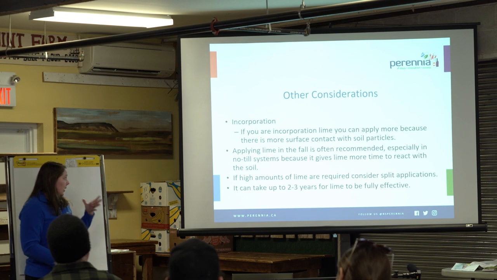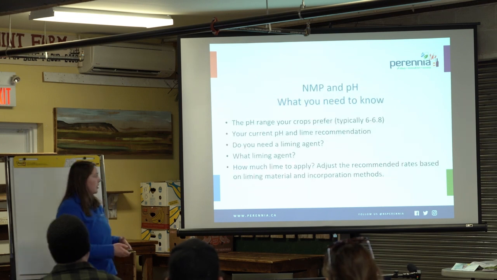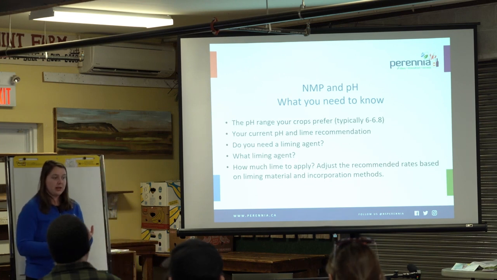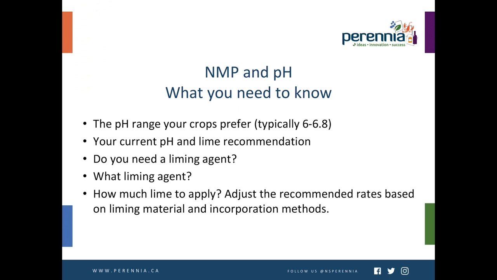So I just want to recap quickly nutrient management planning and pH. These are the main points that you need to know when you're thinking about nutrient management planning. One is what pH range your crop desires, what your current pH is, and what the lime recommendation is. So that tells you, do you need a liming agent? What liming agent should you use? And that can tell you how much to apply, and then you can adjust those recommended rates based on the liming material and incorporation methods.